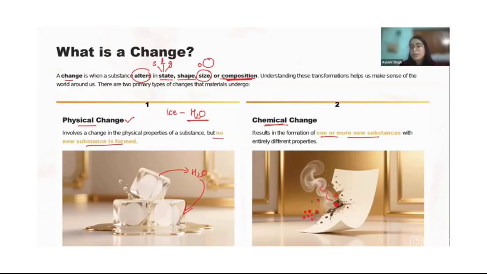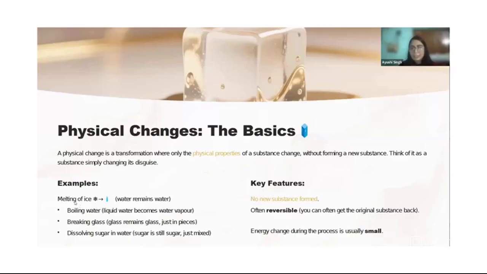There is smoke coming out from it. Now, can you take the ashes and the smoke and turn them into paper again? No, right? Here, two or more new substances are being formed. So the substance has completely changed, and its properties have also changed, because it has turned into something new. So its properties will also change. Now, let's see what exactly a physical change is.